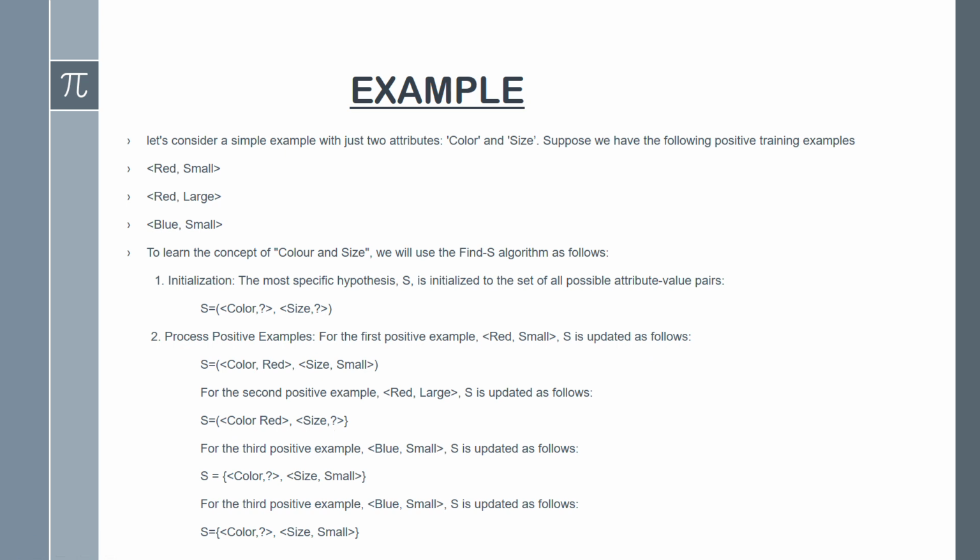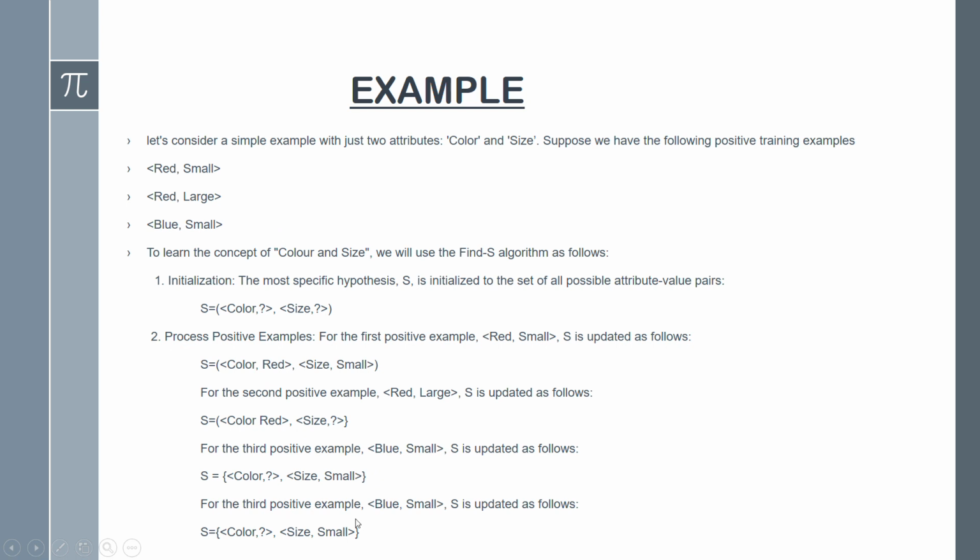For the third positive example, that is blue and small, S is updated as follows. Color is marked with a question mark, because in the previous S the color is red, but here the color is blue, so we'll mark it with a question mark. Here size is small.